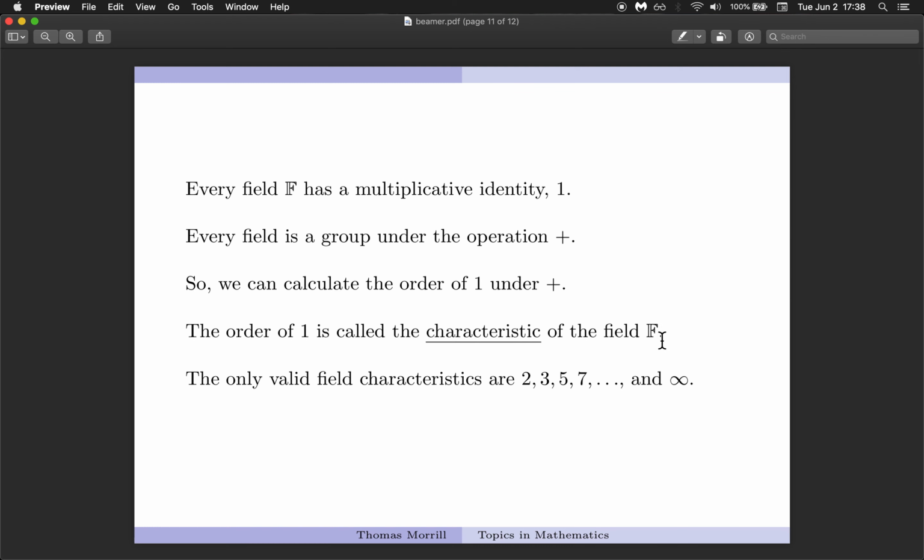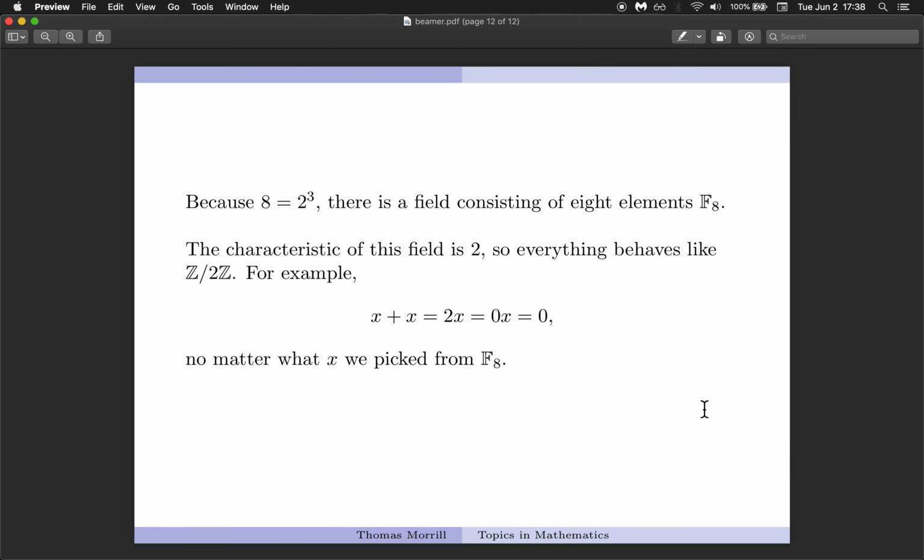And in fact, that prime number is going to be the prime in the factorization of the size of F. So to be a little bit more clear, let's look at the integer 8. 8 is a power of 2. It's 2 cubed. So there is a field which consists of 8 elements, and I'll call that F sub 8. This field has characteristic 2.